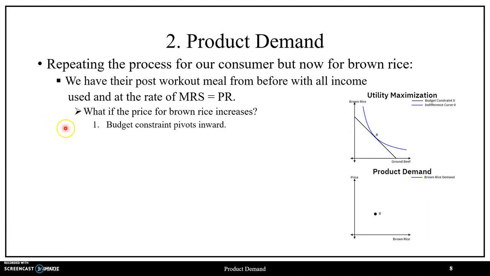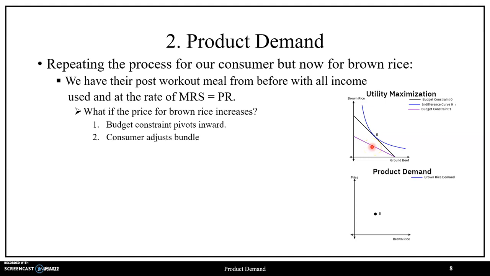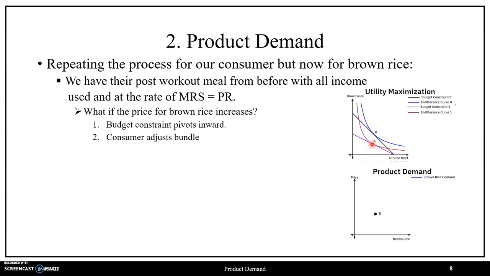Well, what that means in terms of their available choices, price has increased, so their available choices for brown rice will decrease, which we can represent with an inward pivot of the budget constraint going from budget constraint 0 to budget constraint 1 in purple, where we see that there's fewer options available to them in terms of brown rice. So then with this new budget constraint, the consumer updates their decision-making process and finds the new highest level of utility compatible with this budget constraint.